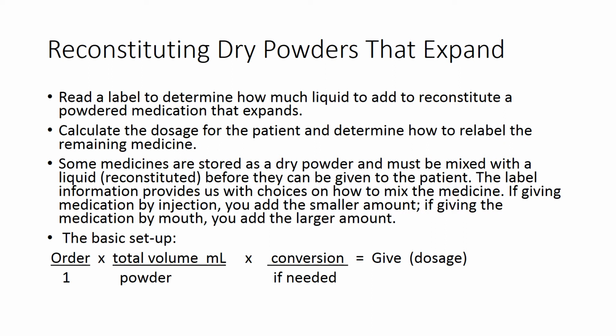Now, the basic setup for every one of these examples is your order per dose times your total volume of the liquid divided by the amount of the powder, and any conversion needed. And that gives you the give, which is the dosage, and that will be in milliliters.